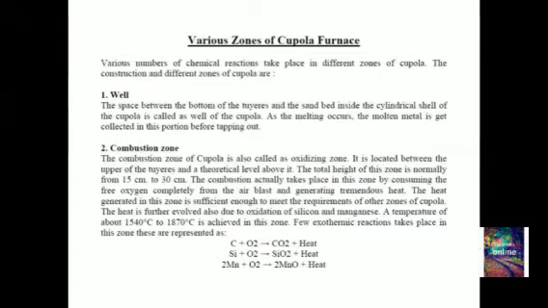And this is the combustion zone. This is the highest temperature zone generated in the cupola furnace, right? The total height of the combustion zone is 15 centimeters to 30 centimeters. And the temperature generated here is 1540 degrees to 1870 degrees centigrade. Therefore, it is an exothermic reaction.